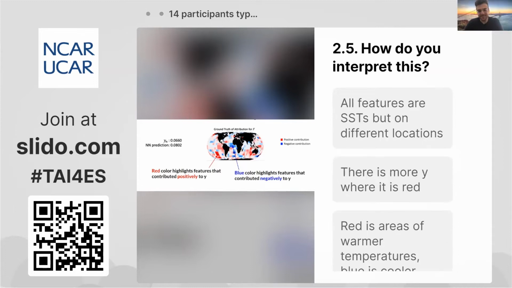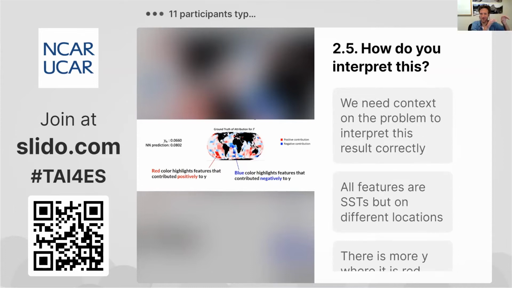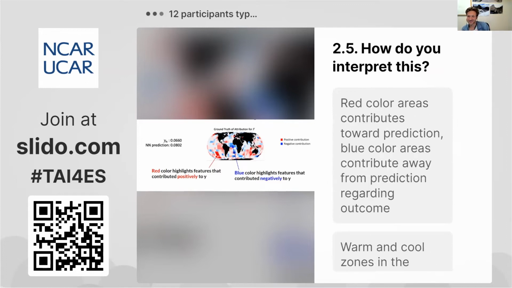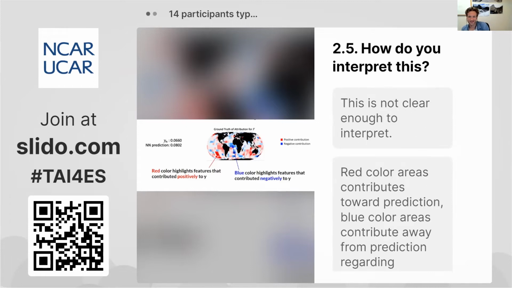Yeah, because then the other 14 people typing will control back and then say the right thing. Can't interpret it. Not enough information. Okay. Warm, cool zones. Okay. Red colors contribute towards and away. That's more right. Yeah.